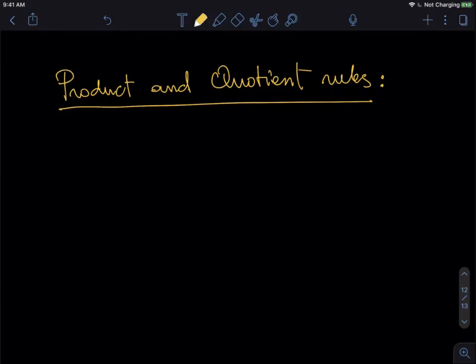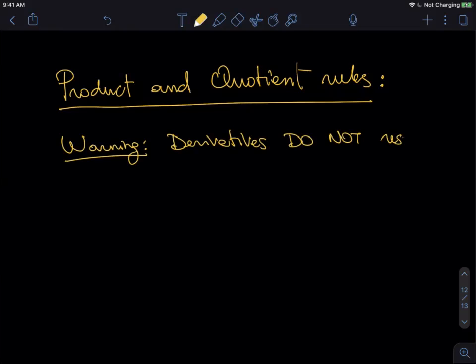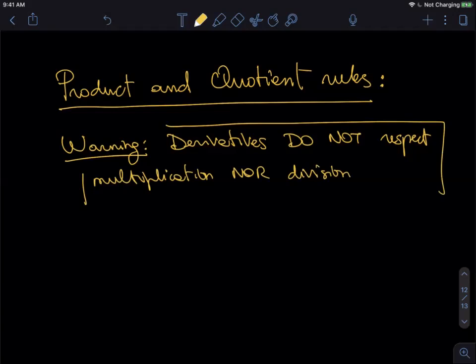So far, we have seen that derivatives behave very well with the sum and difference of functions. Now, with the product and quotient of functions, that is not the case. So let me write down a warning. Derivatives do not respect the multiplication nor division of functions. Okay, let me box it.